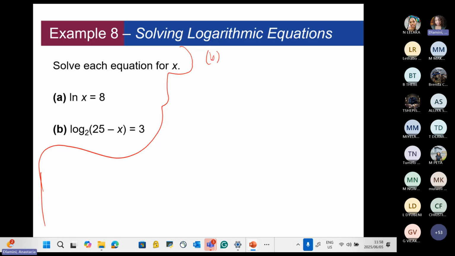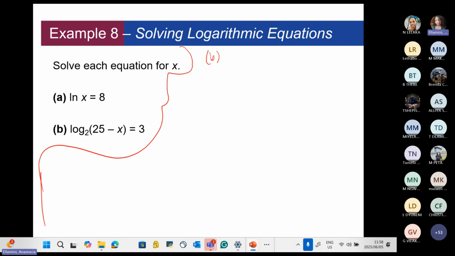Okay, so I think for B, we're going to take the 3 and move it and make it log 2 to the exponent 3, and then take the 25 minus x out on the right hand side.